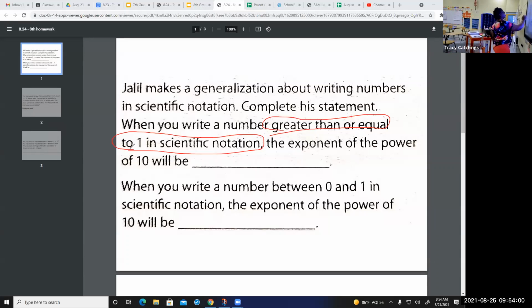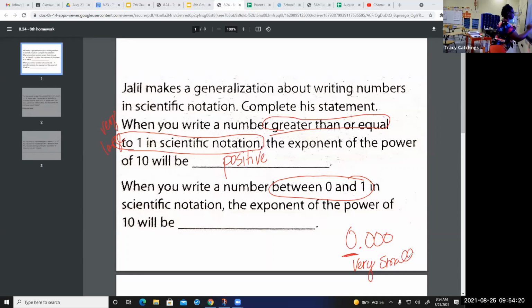Because if it's greater than or equal to 1, that means it's a very large number. I think I put positive on the bottom and negative on the top. All right, so the bottom said between 0 and 1. So that's when that whole number is a 0. So that would be a very small number, and that's when we get the negative exponent.